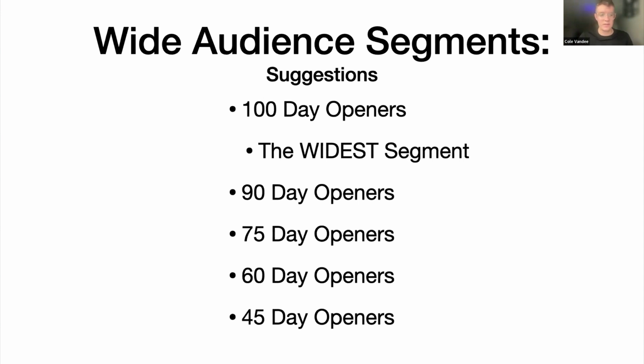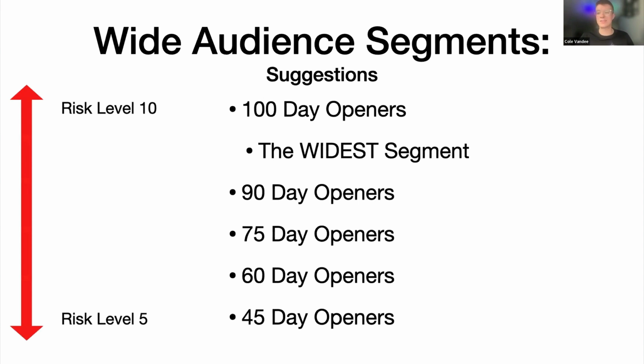Okay. So I assigned, this is arbitrary, I just made this up because we can, right? So 100-day openers, I just put at risk level 10. That's going to be the riskiest segment you can mail on the engage side. You still notice you still have a risk level associated with somebody in the 45-day opener group. What we're doing, it's not risk free, right? There's no risk without reward.